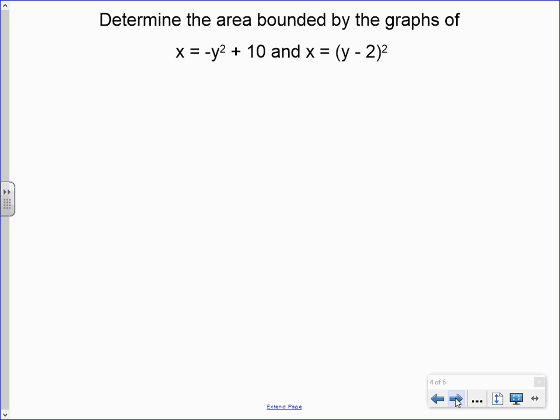Okay, biggest challenge might be getting this drawn. x equals -y squared plus 10, and x equals y minus 2, the quantity squared. Both of these equations are what? Parabolas, but they're opening sideways. Sideways.